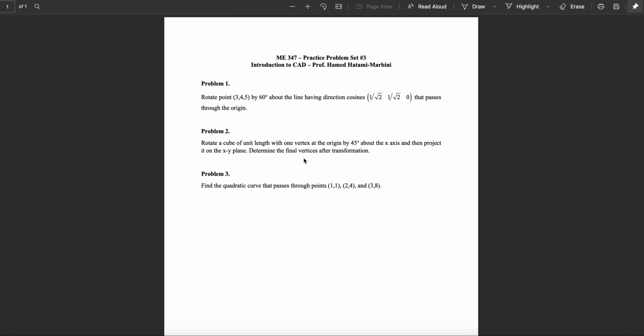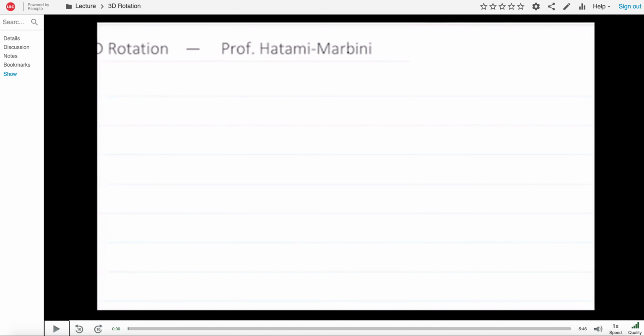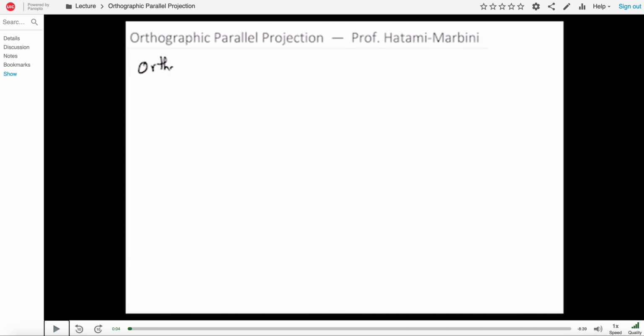For the second question, we are asked to rotate a cube of unit length with one vertex at the origin by a 45-degree angle with the x-axis, and project it on the XY plane. So to solve this question, we need to watch the lecture videos on 3D rotation as well as the orthographic parallel projection, where similar kinds of problems are solved.